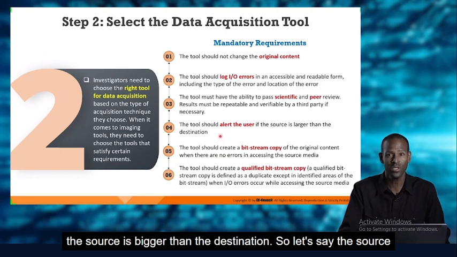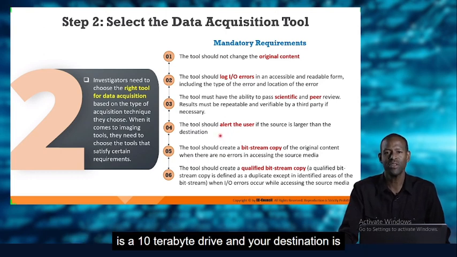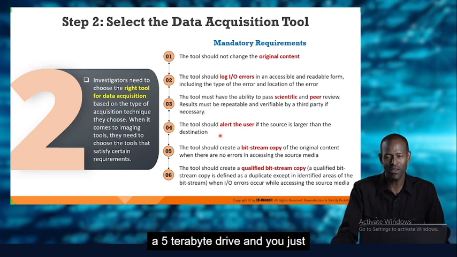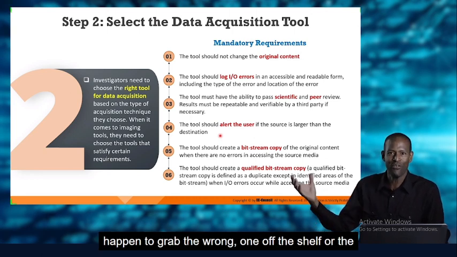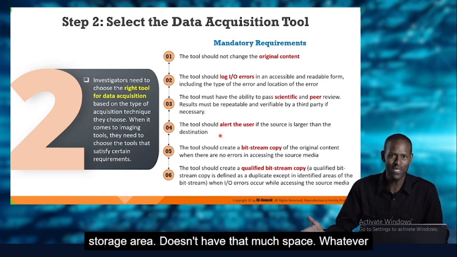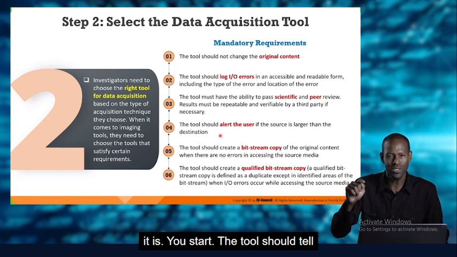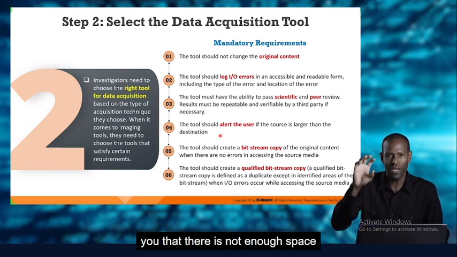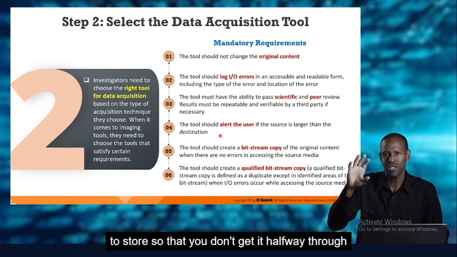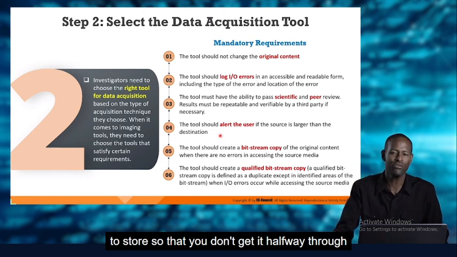So let's say the source is a 10 terabyte drive and your destination is a 5 terabyte drive. And you just happen to grab the wrong one off the shelf, or the storage area doesn't have that much space. Whatever it is, when you start the tool, it should tell you that there is not enough space to store so that you don't get halfway through and get an error.